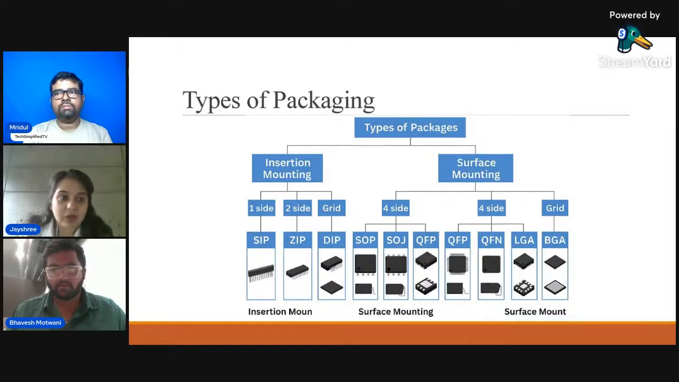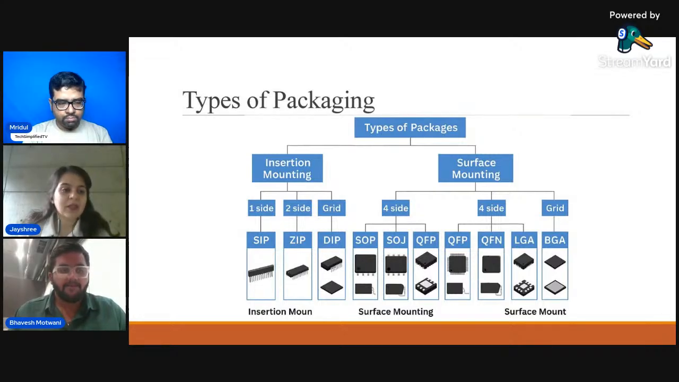And then QFP, quad flat package. You can see it in these images also. For now, just think of these names, and we will learn about each individually later, including why and where we use this kind of packaging.